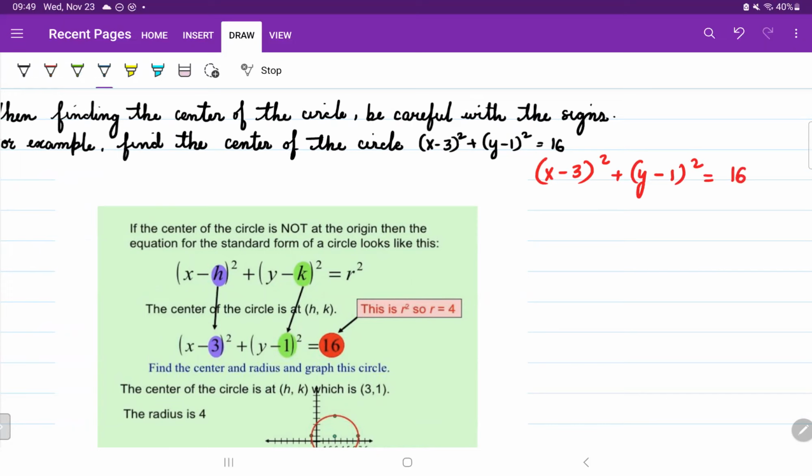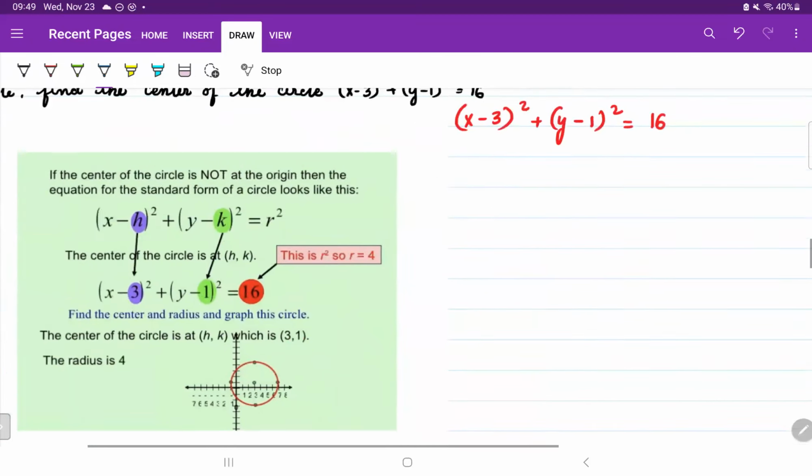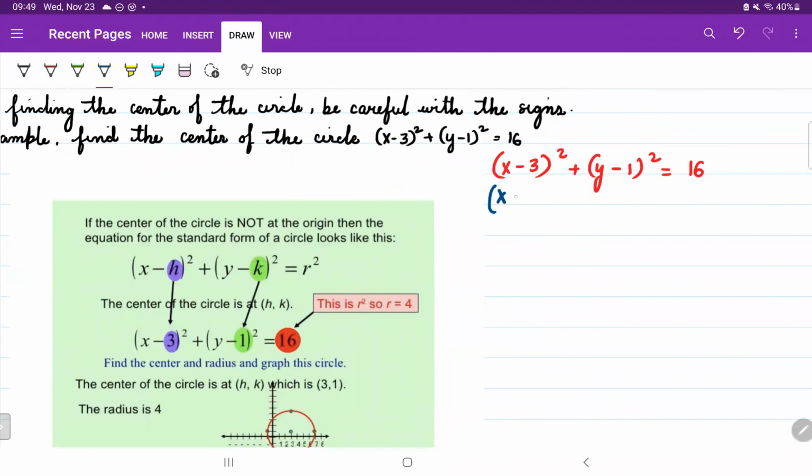One thing, if you are doing this for the first time, I would definitely suggest that you have your formula always below things or above, just so that you can easily compare. This is h comma k here. So we have x minus h whole square plus y minus k whole square equals r squared. So if you compare line by line here, you see that h is 3 and k is 1.